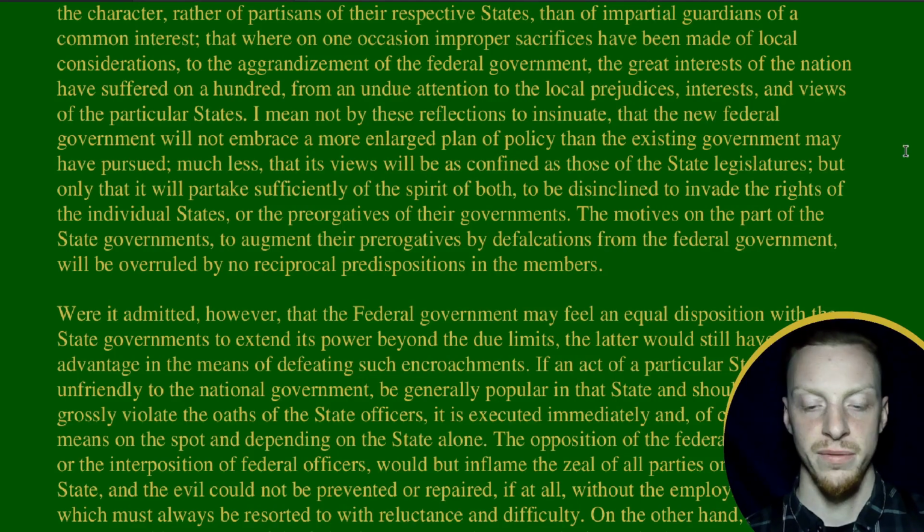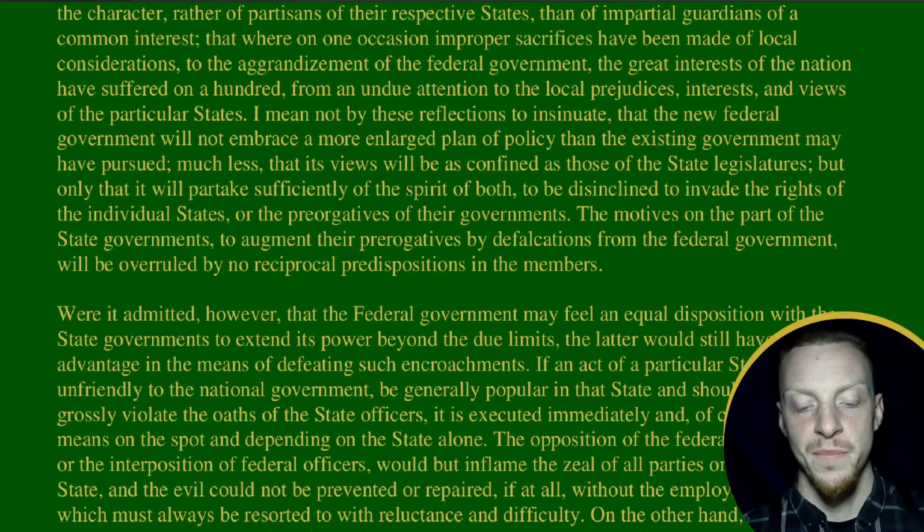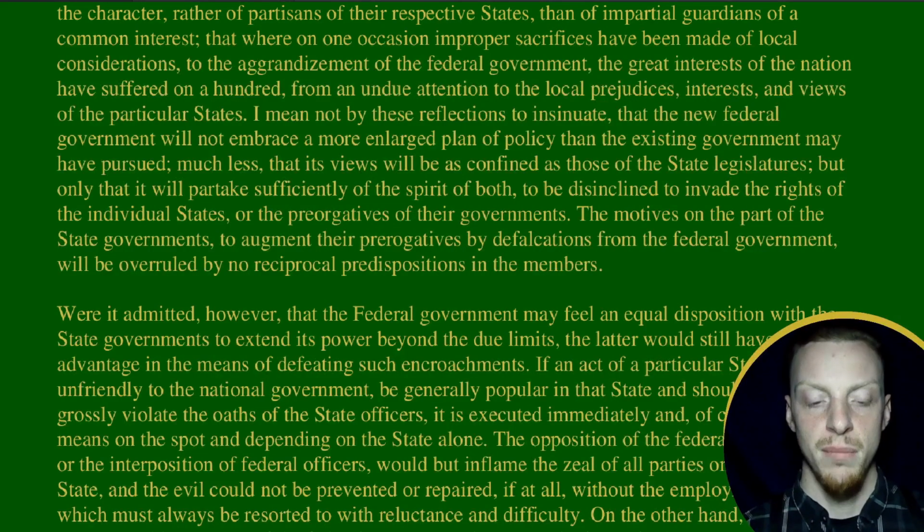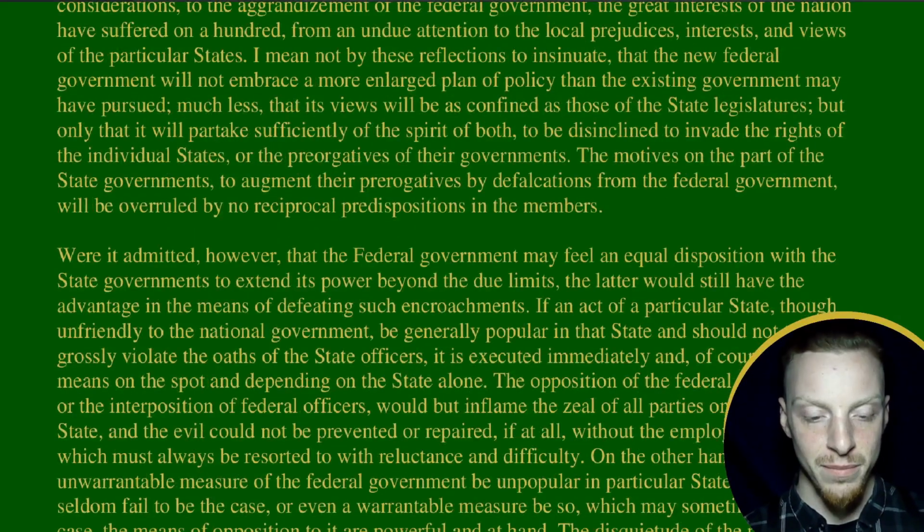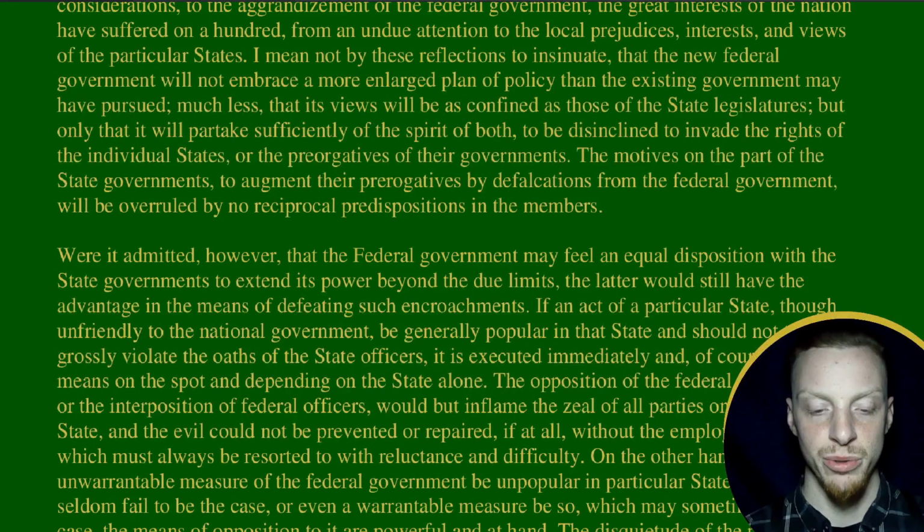I mean not by these reflections to insinuate that the new federal government will not embrace a more enlarged plan of policy than the existing government may have pursued, much less that its views will be as confined as those of the state legislatures, but only that it will partake sufficiently of the spirit of both to be disinclined to invade the rights of the individual states or the prerogatives of their governments.